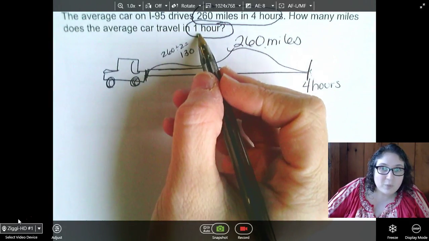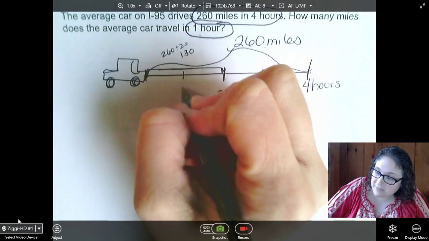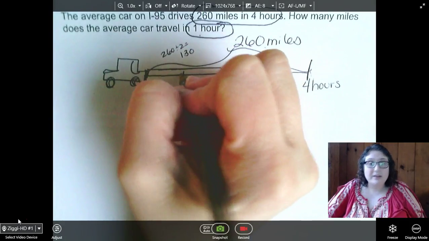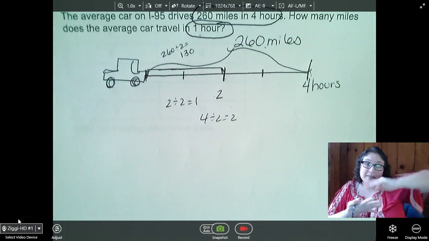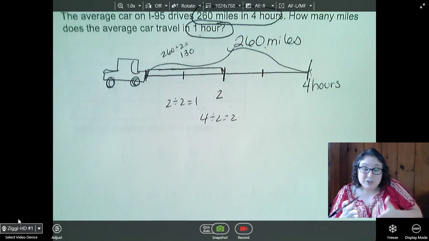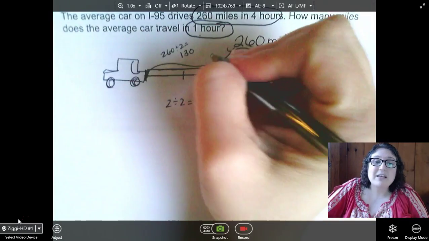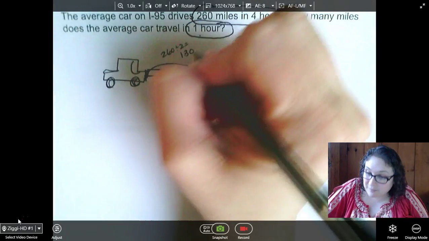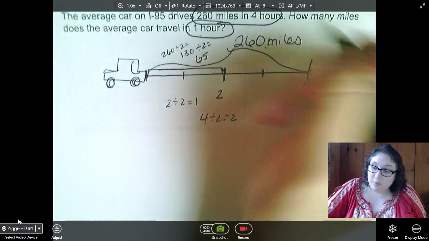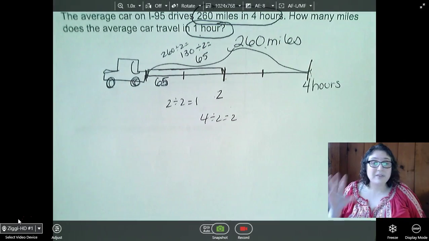But I want to try to get to 1 hour. So I'm going to break this baby up again and divide 2 by 2. And there's my magic 1 I want. But remember, math is about balance. So if I divide the 4 hours by 2 to get 2 and divide that by 2 again to get 1, I have to take this 130 and divide that again. Why? Math is balance. So 130 divided by 2 gives me 65. So right around there, there's my answer.